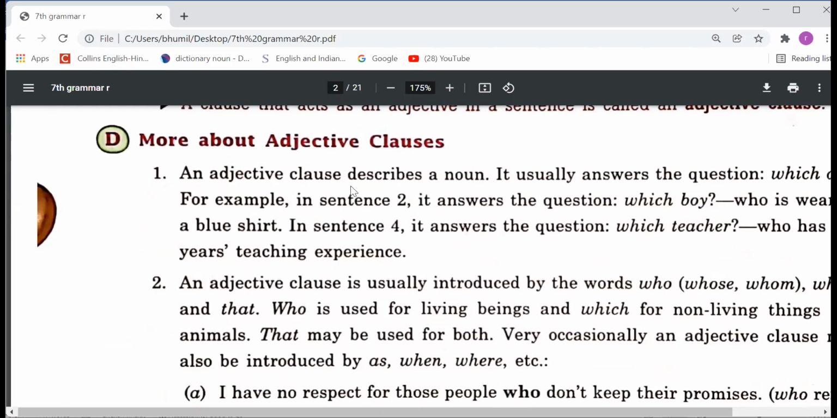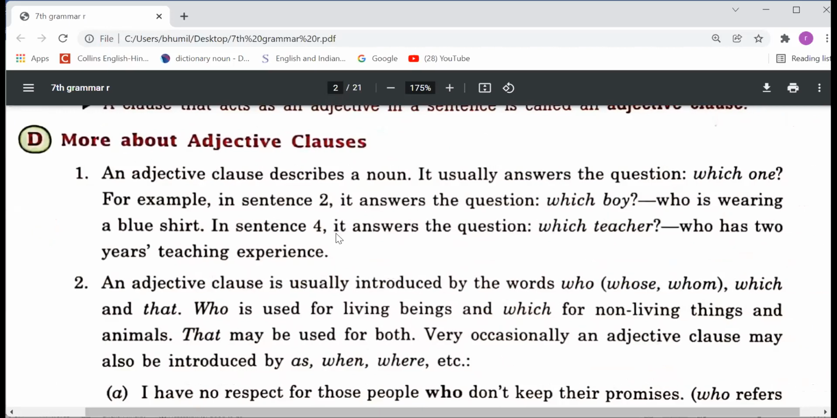An adjective clause describes a noun. It usually answers the question "which one?" For example, in sentence 2, it answers the question which boy: who is wearing a blue shirt. In sentence 4, it answers the question which teacher: who has 2 years of teaching experience.